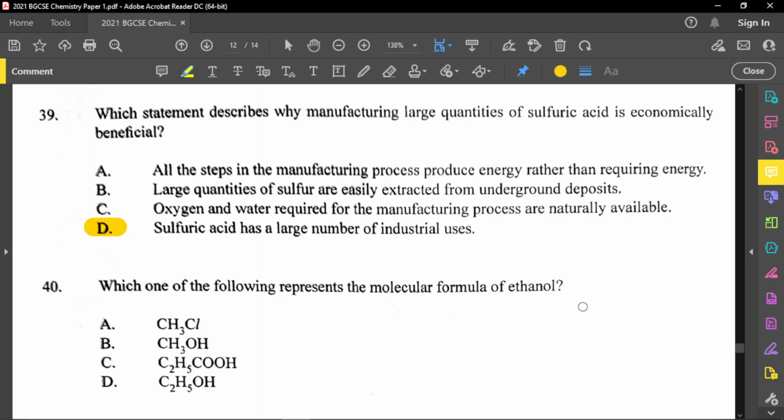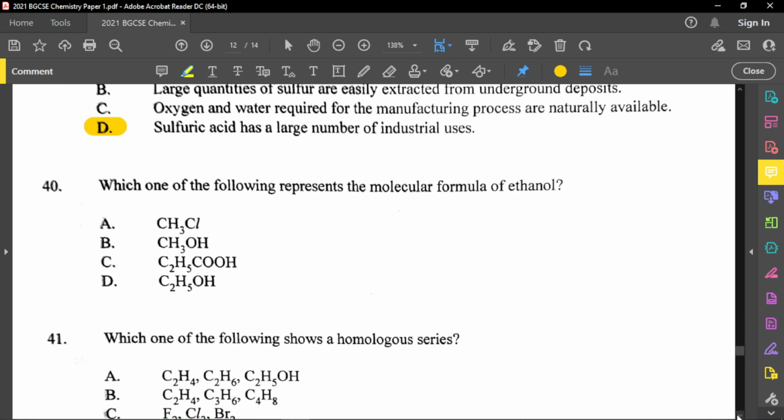All right. 40, it said which one of the following represents a molecular formula for ethanol? And ethanol has 2 carbons, because you think about meth, eth, and so on. All alcohols end with OH. So we have only 2 options, which is B, either B or D.